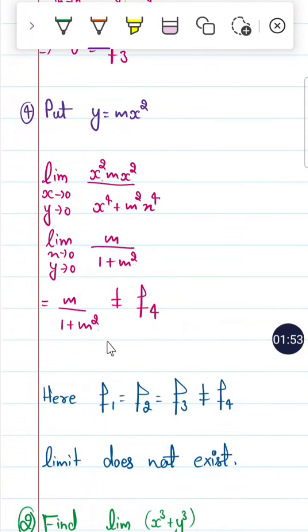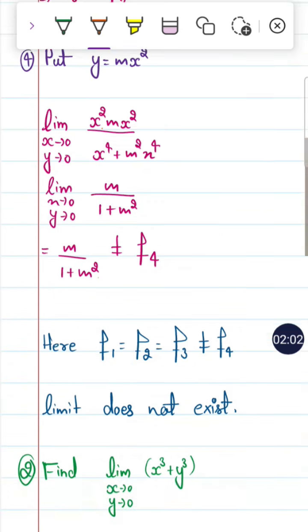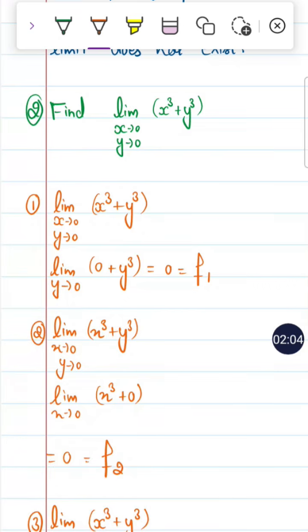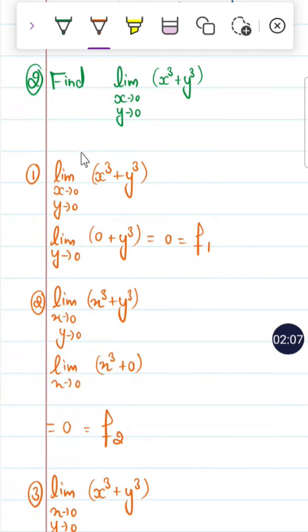So this implies that the limit does not exist, because along one curve this cannot satisfy the limit. Now the limit does not exist for this. And now we will find out for the other terms.